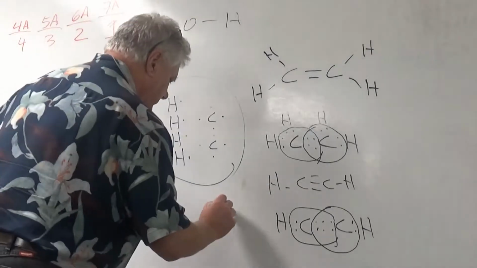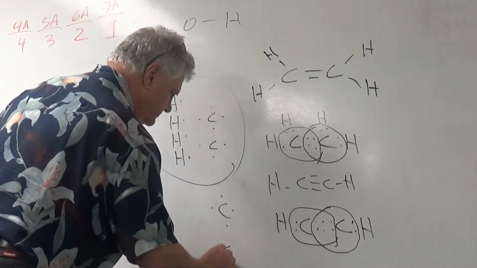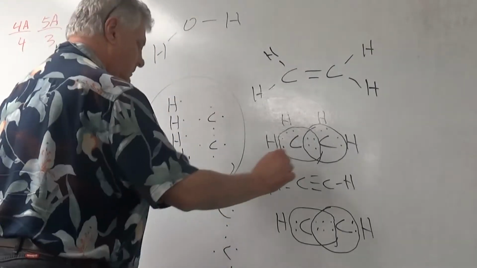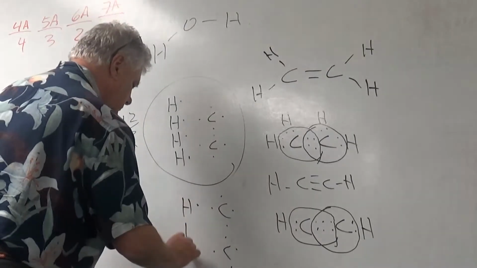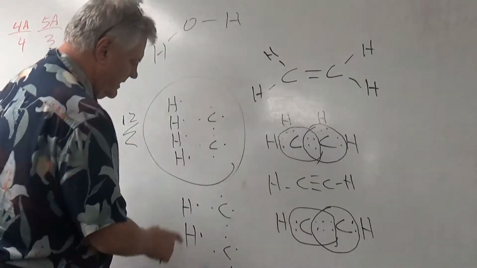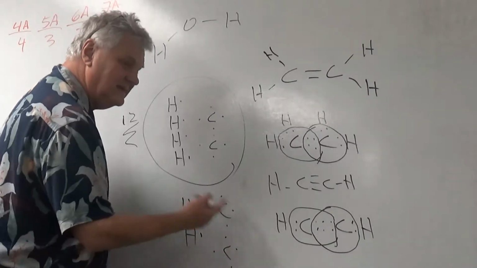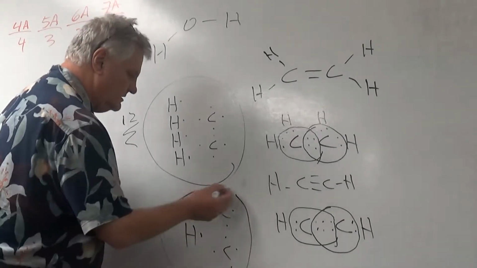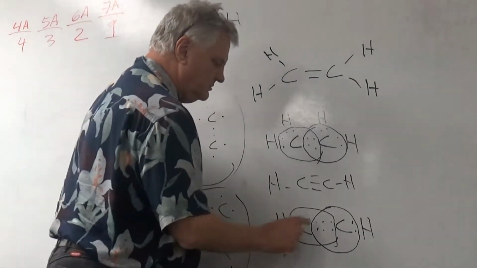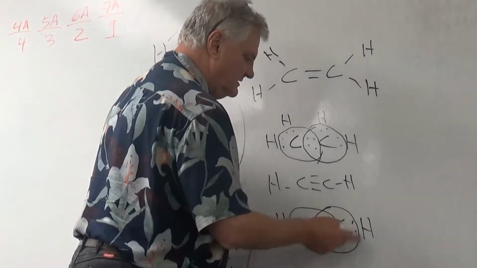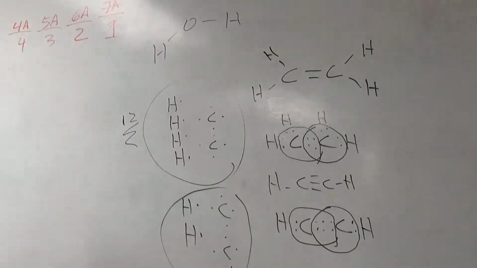For acetylene or ethyne, we have 2 carbons, 1, 2, 3, 4, 1, 2, 3, 4, and 2 hydrogens, 1, 2. So we have 1, 2, 3, 4, 5, 6, 7, 8, 9, 10 total electrons here. And we have 1, 2, 3, 4, 5, 6, 7, 8, 9, 10 here. Okay.